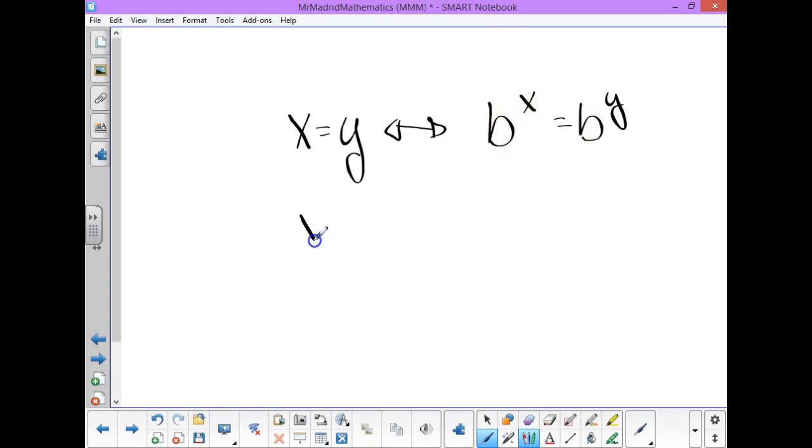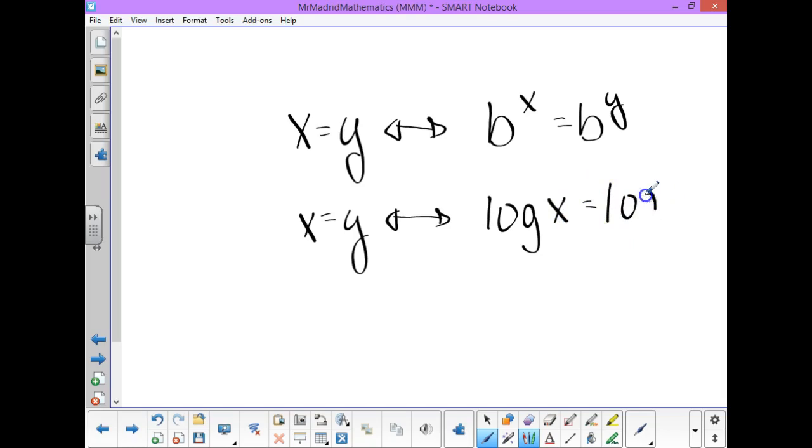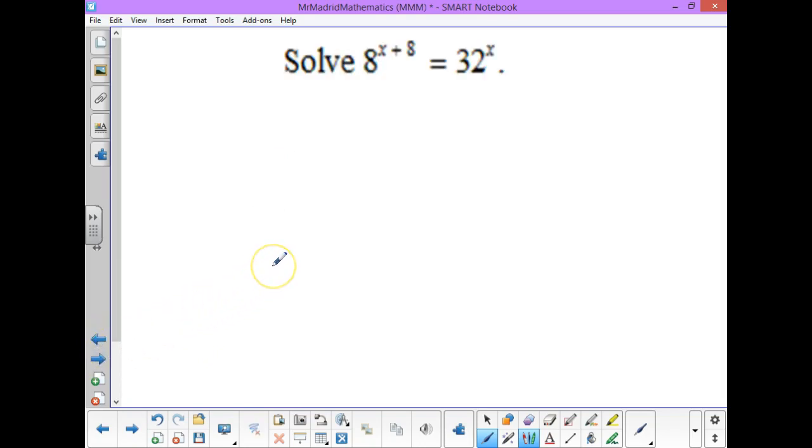Now let's follow the same kind of train of thought, right? If you have x equals y, we can take the log of both sides, log of x, and now we've introduced logarithmic expressions and we've maintained equality. So this right here is going to be huge in our approach to solving the next couple of problems. Okay. All right. So let's start off with this one. It says solve the following problem.